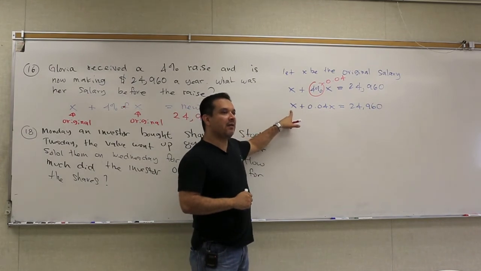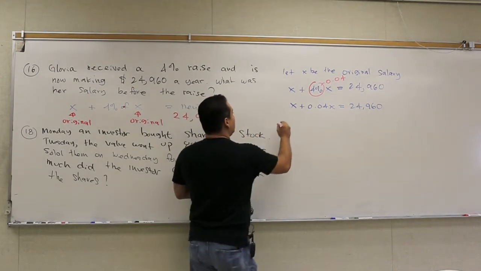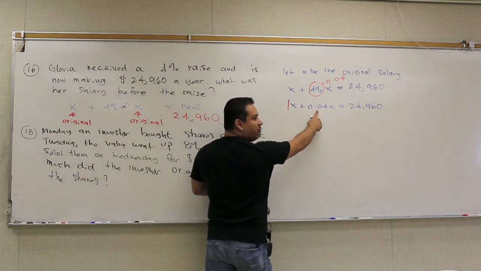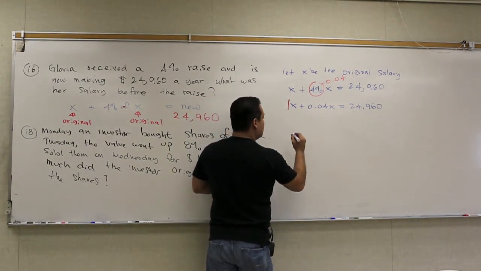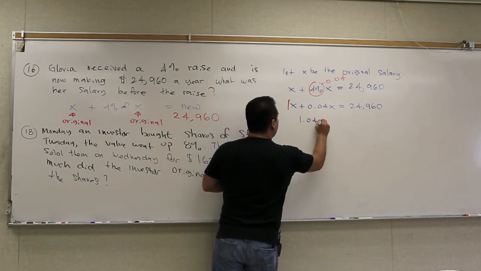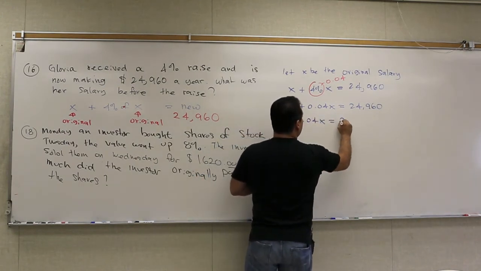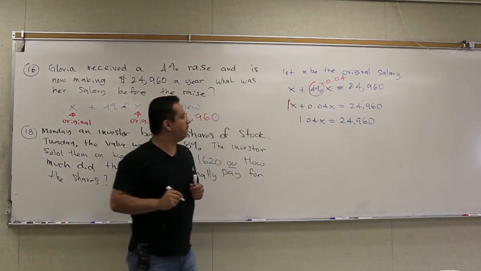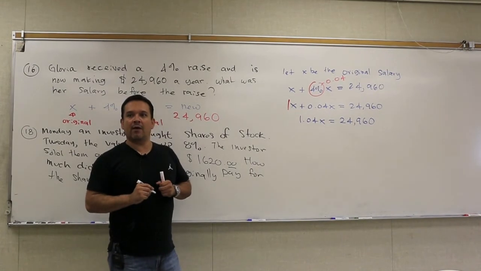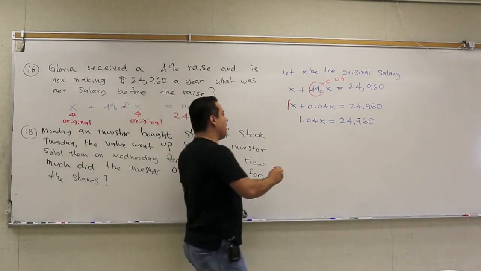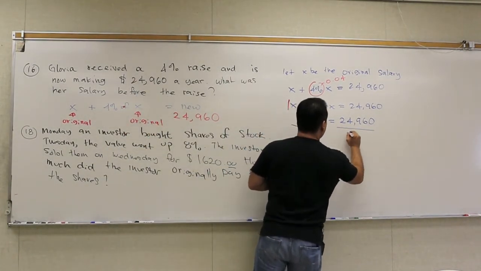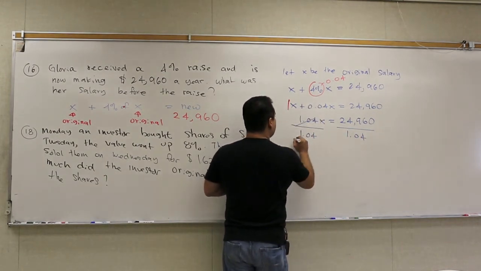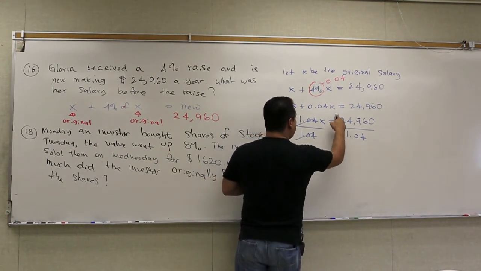What number's in front of that X? 1. Okay, there's a 1 there. So when you combine these like terms, what's 1 plus 0.04? So that would be 1.04x equals 24,960. Okay, you guys okay with that? Now divide both sides by what? 1.04. And you notice you get X equals, do the division.